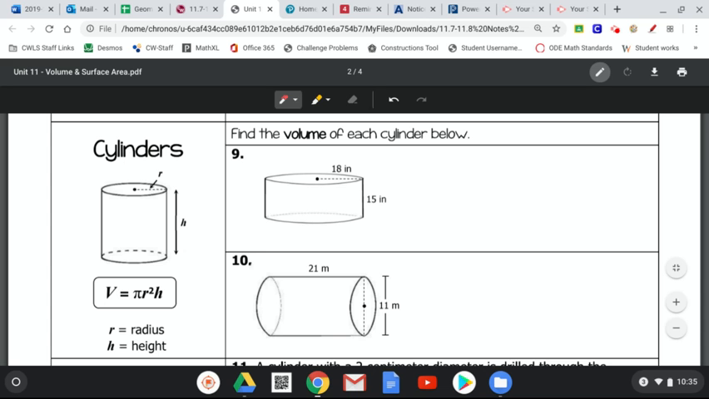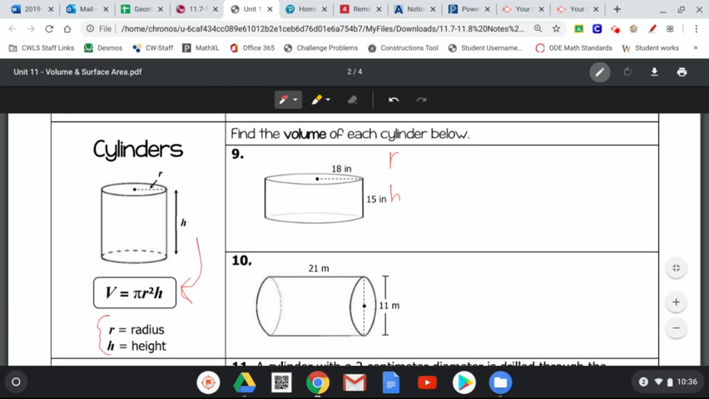All right, guys. So now we're moving on to cylinders. So cylinders, the volume formula is right down here. So that'd be something to have in your notes, so you can have easy access to it or take a picture of it or something like that. To find the volume of cylinders, basically you just need to know the radius and the height. Okay. So radius and height.